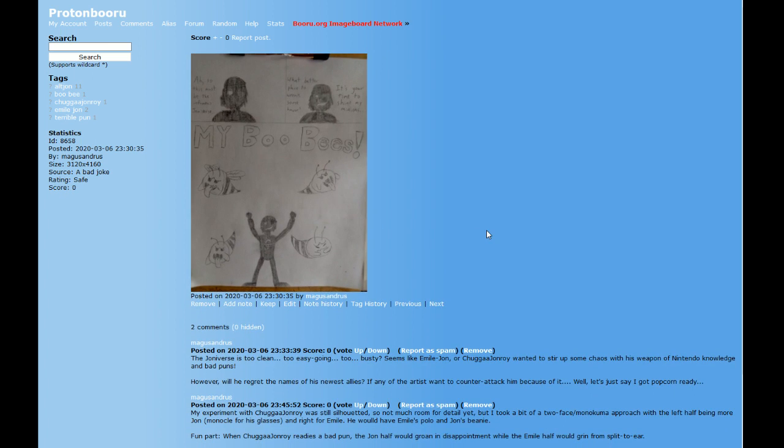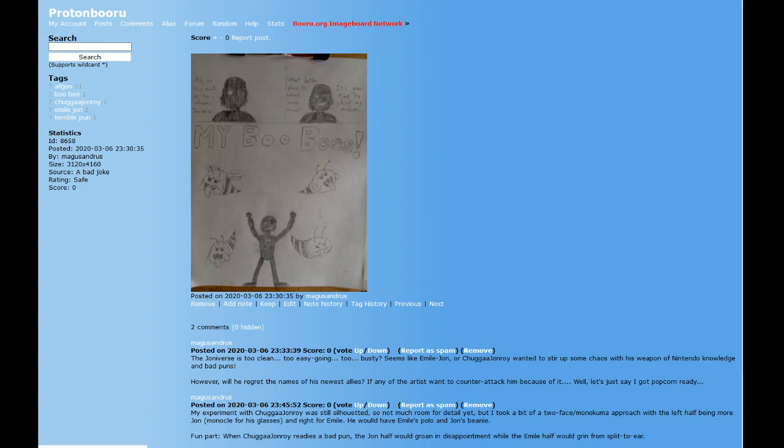My experiment with Chugga John Roy was still silhouetted, so not much room for detail yet, but I took a bit of a two-faced Monokuma approach, with the left half being more John, monocle for his glasses, and right for Emil. He would have Emil's polo and John's beanie. Fun part, when Chugga John Roy readies a bad pun, the John half would groan in disappointment while the Emil half would grin from split to ear. That sounds about right. Thank you, Magus.